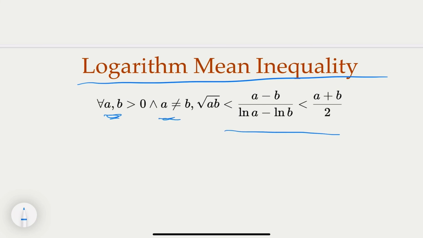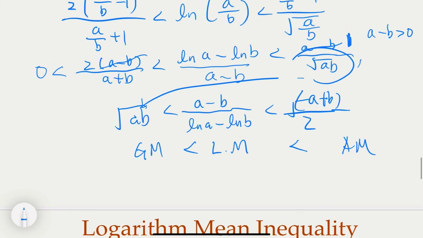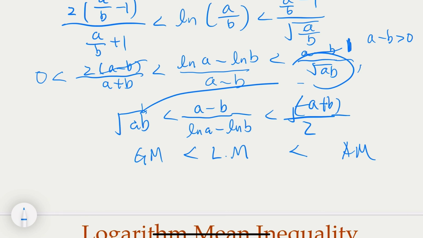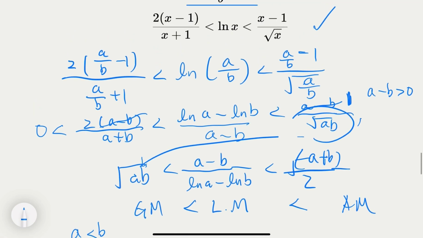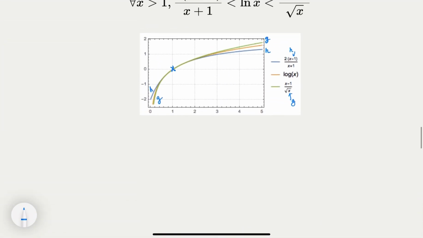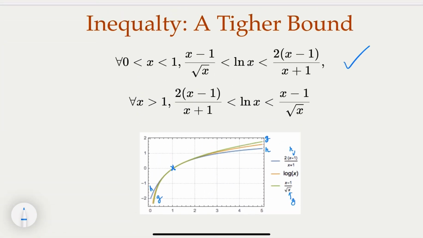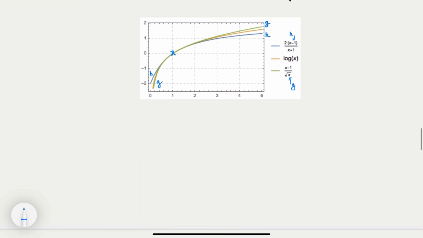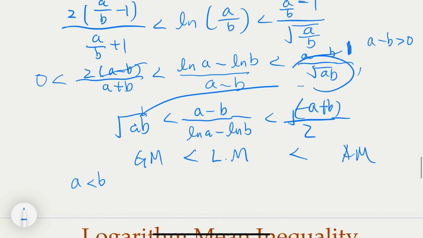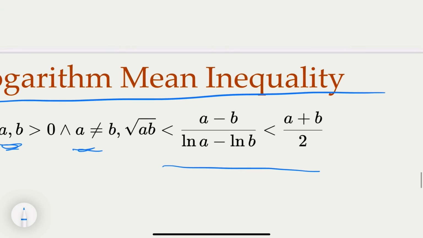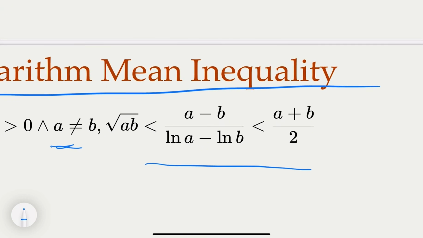Now you might wonder, we only assumed a greater than b. What if a is smaller than b? As a matter of fact, you can plug into the inequality here, and you're going to derive the same identical inequality, which is the mean inequality here, right?